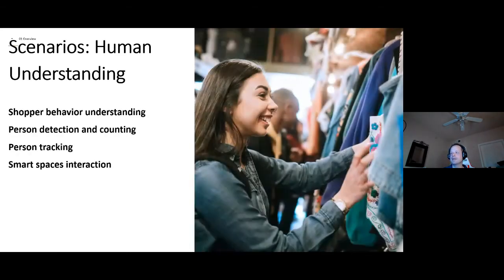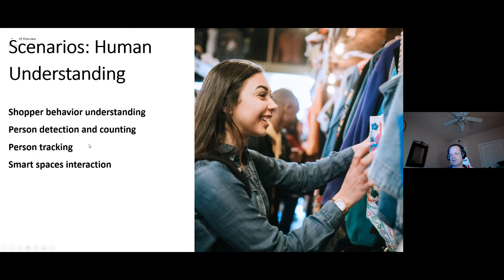Human understanding is a different scenario, as we're still looking at human bodies, but we want to understand not something intrinsic the body does, but their behavior. How long do they stand in front of a specific shopping display? How often do they go into a specific area so we can detect them and count? We can track people as they move through space. Maybe we want to know where they are or where they shouldn't be.